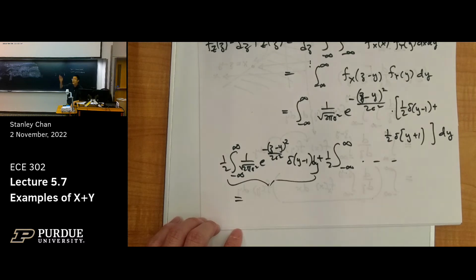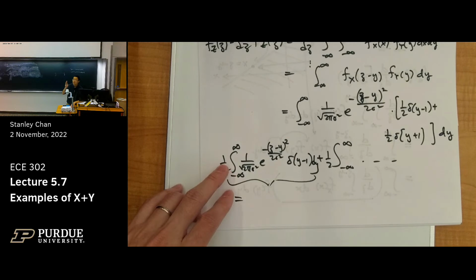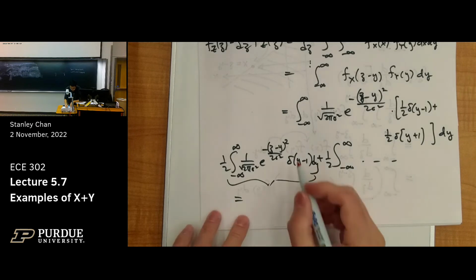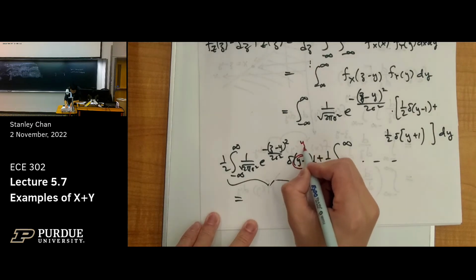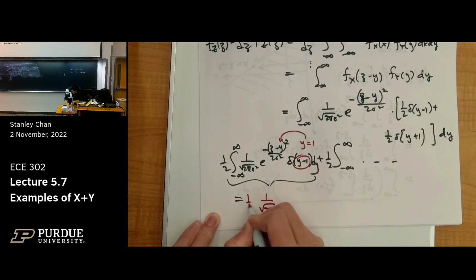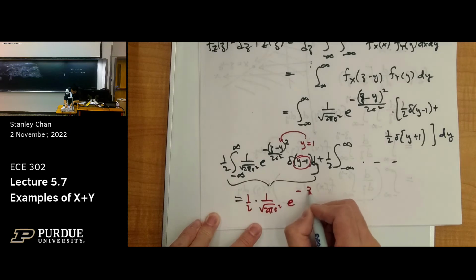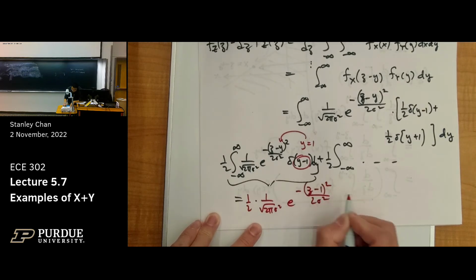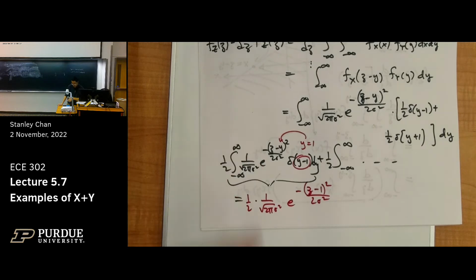Any suggestion here? Yeah, you want to try? It's not 0, unfortunately. Y equals 1. Plug y equals 1 into this Gaussian. Do you agree? Okay, so let's do it. Plug y equals 1 into this Gaussian. So you have 1/2, 1 over root 2 pi sigma square, e to the power minus (z minus 1) squared divided by 2 sigma square. Plug the 1 into the y.